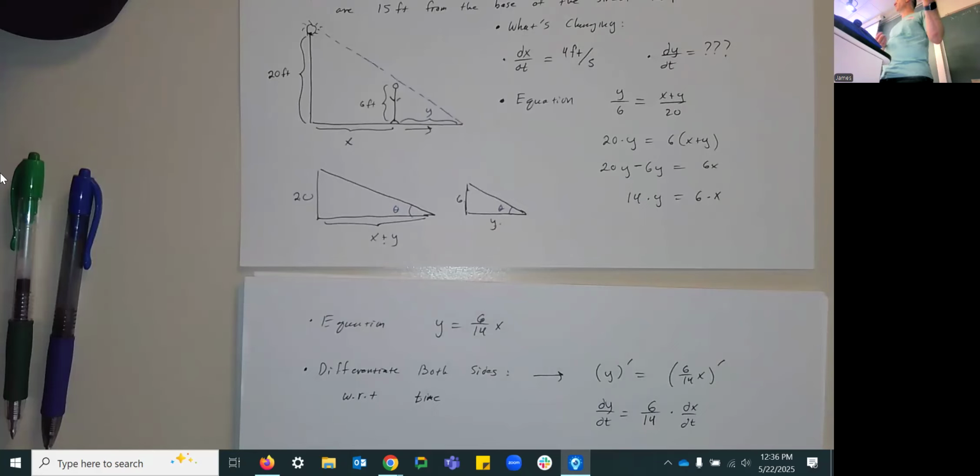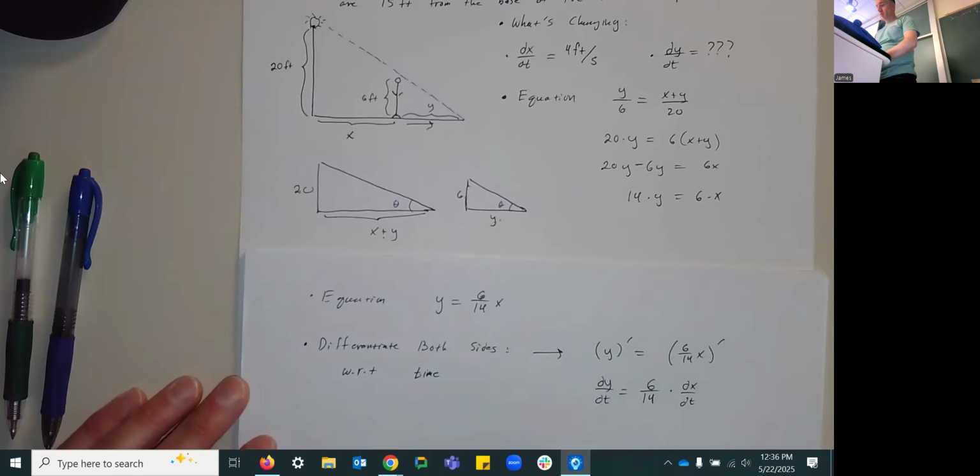You could be 15 feet away or 30 feet away, and the rate of increase of your shadow's length is always going to be directly proportional to just how fast the person is walking. Doesn't matter how close they are to the lamp. Assuming, again, the light could extend forever and you could walk as far away from it and still have a shadow. Okay, not realistic, but that's the idea.